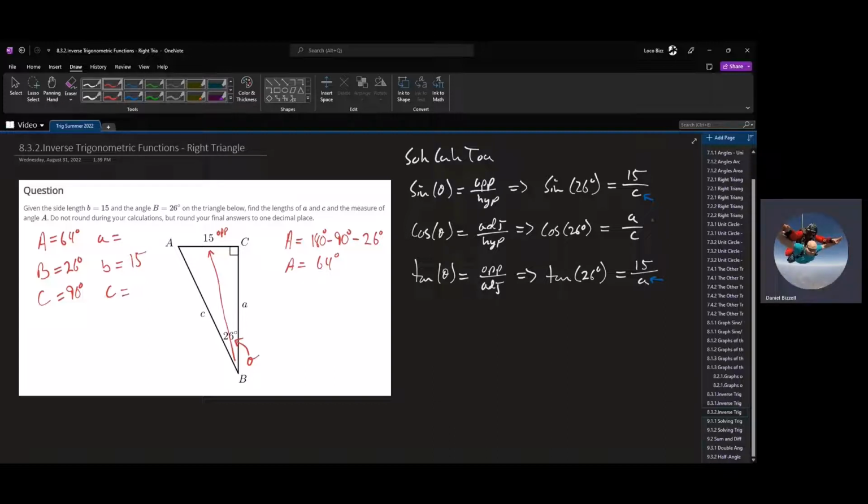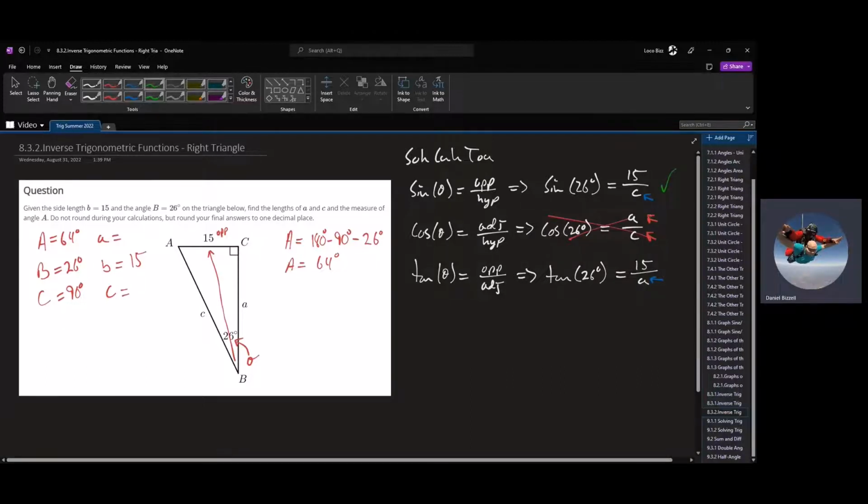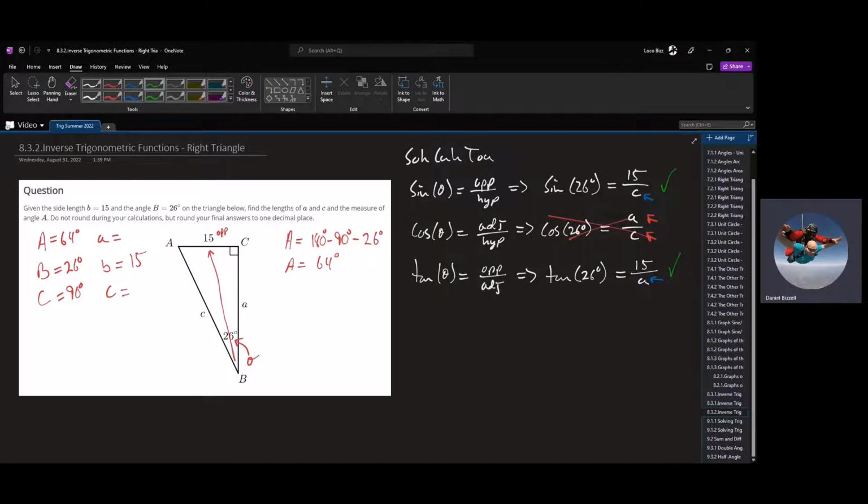So notice here that we have two missing variables, which means we can't use this equation given the information that we have to solve for anything. We would need one more equation for two variables. So that means we can use sine of 26 degrees to solve for C, and we can use tangent of 26 degrees to solve for A.